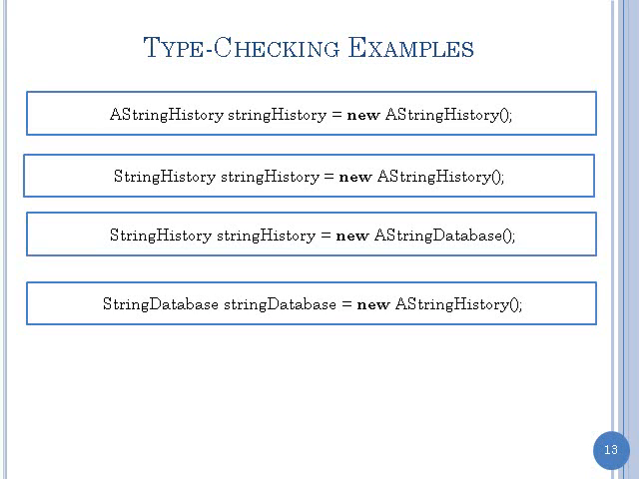So a string database, does it implement the interface string history? A string database is an extension of a string history, which implements the string history interface. A string database is a string history. This is what we have. This is what we are expecting. This is what we are substituting with. We can always substitute with a more specialized case. That's what our rules were saying. Right?